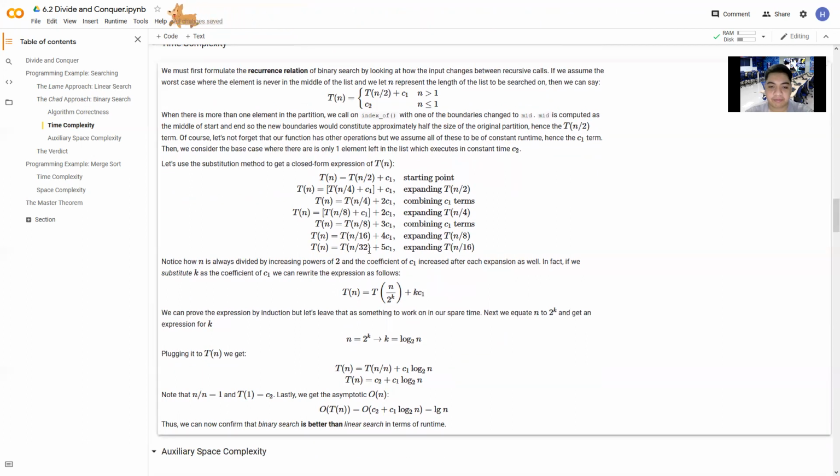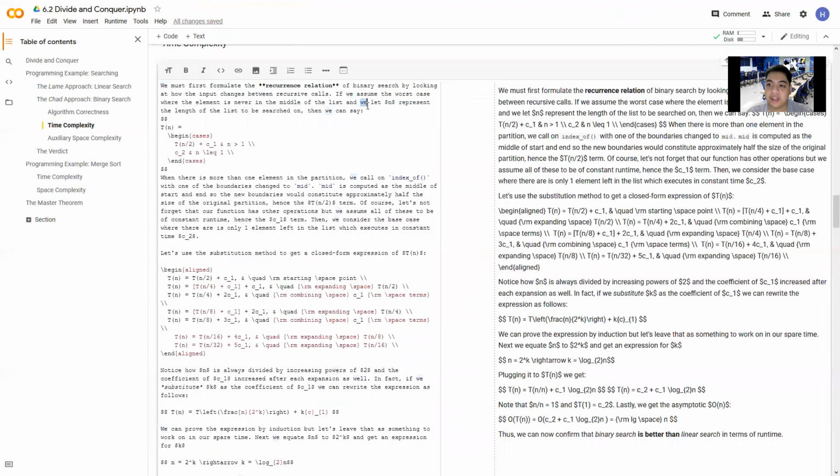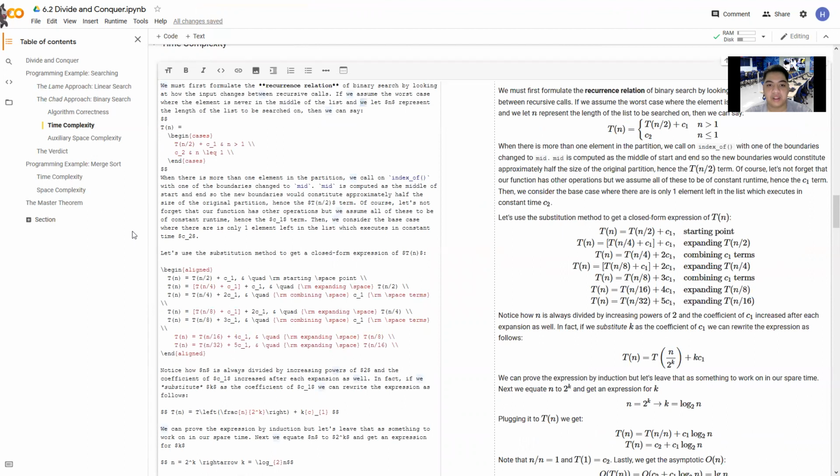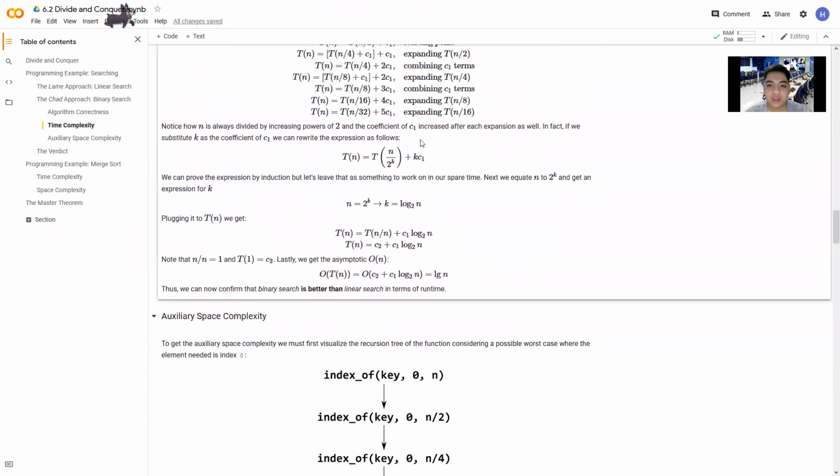Now, since we know that when we have a T of 1, when n is less than or equal to 1, it simplifies to a constant, we can let n be equal to 2 to the k so that our expression here in the middle will be equal to 1. Then solving for k, that means k will be equal to the log of n.